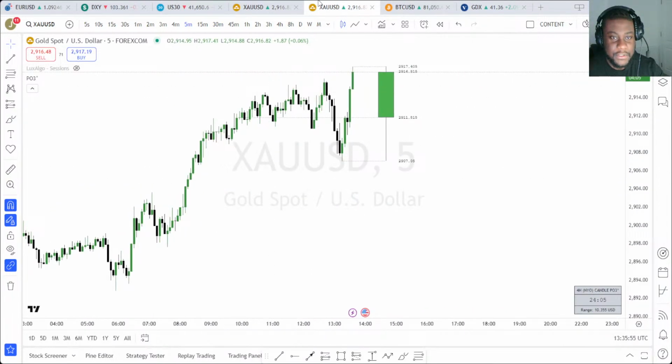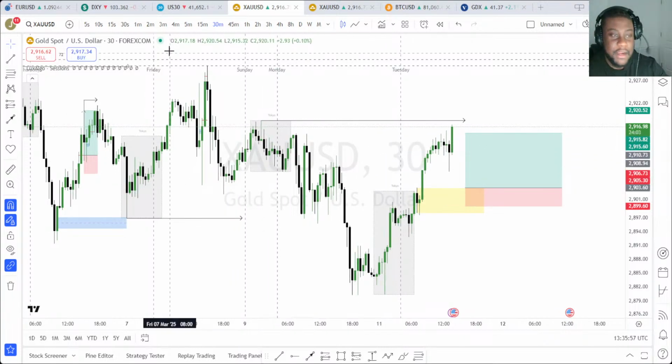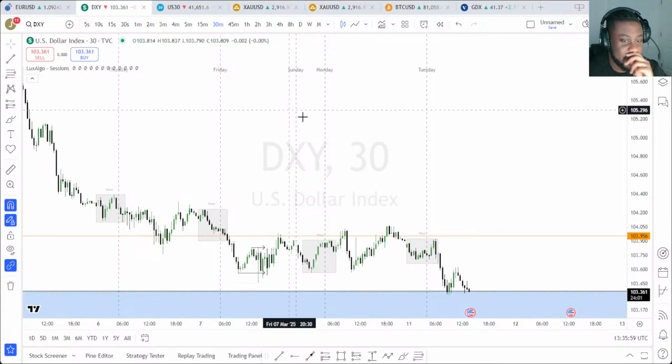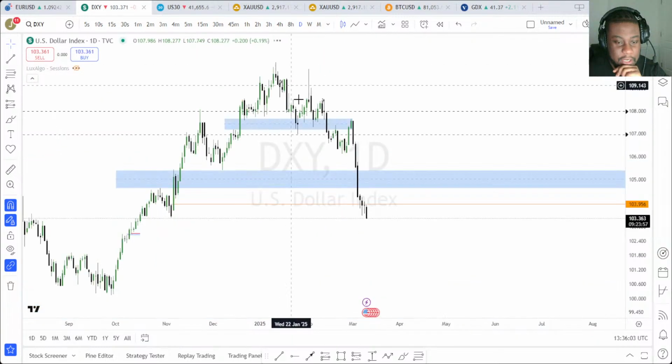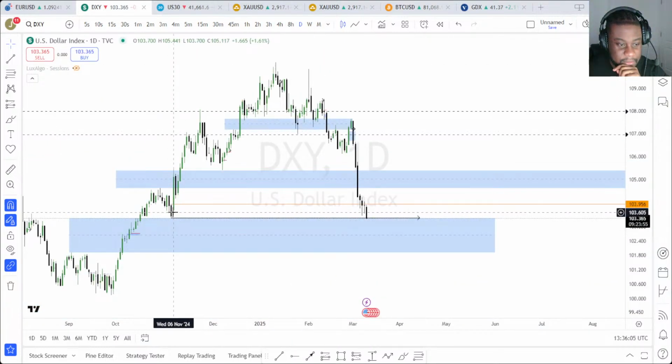Anyways, gold is pushing up right now. Let's just talk a little bit about the charts. I was looking for the DXY to actually give us a push up from this daily candle.